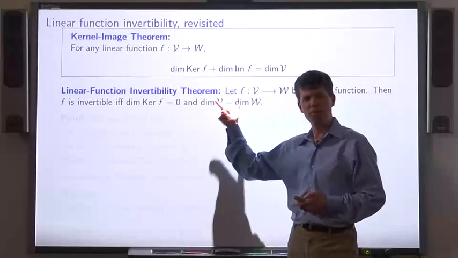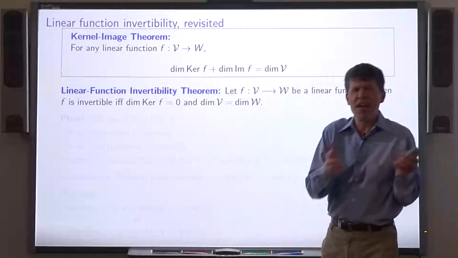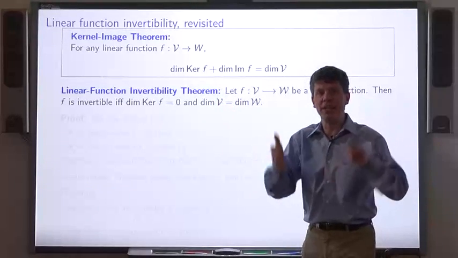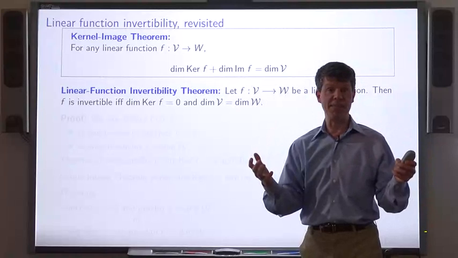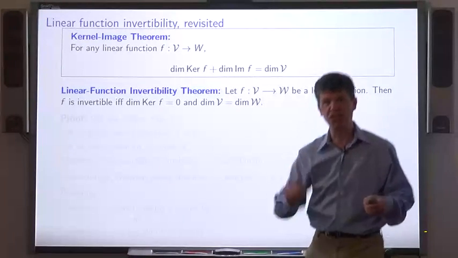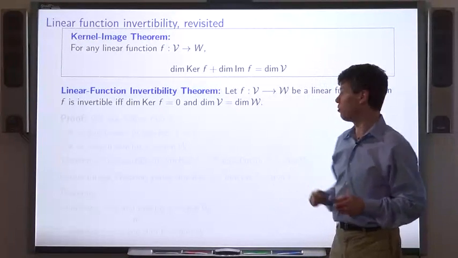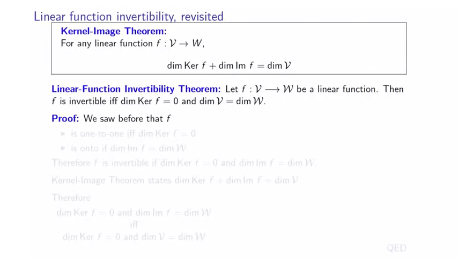I like to interpret that condition as saying the domain and the codomain are basically of the same size so that they can be matched up. Here's the proof. Well, we saw before that a linear function f is one-to-one if the dimension of its kernel is 0 and is onto if the dimension of its image equals the dimension of its codomain.